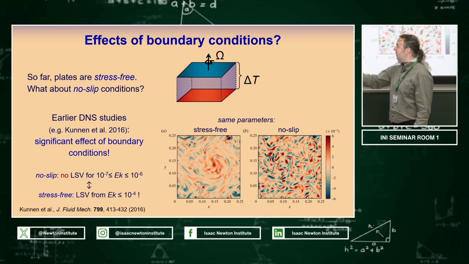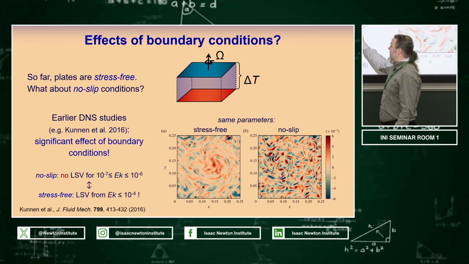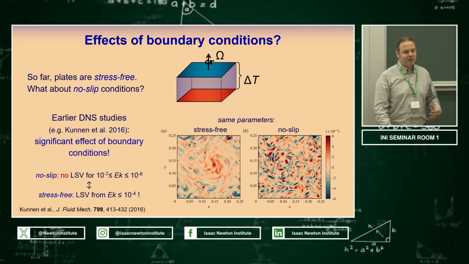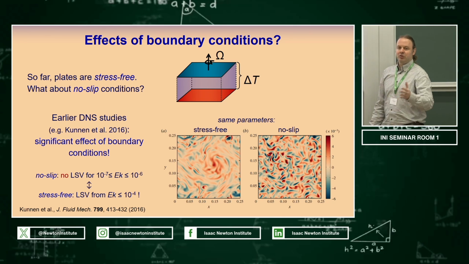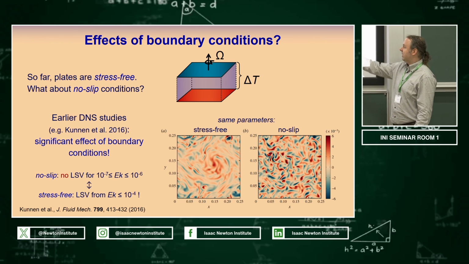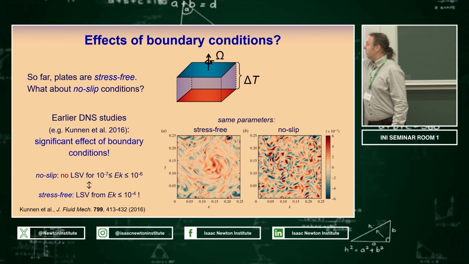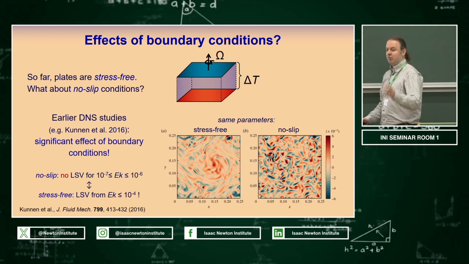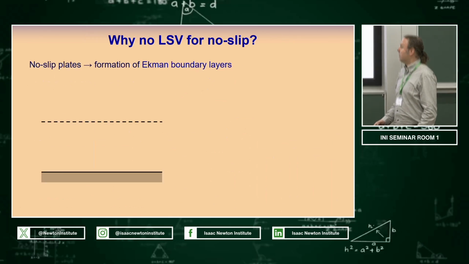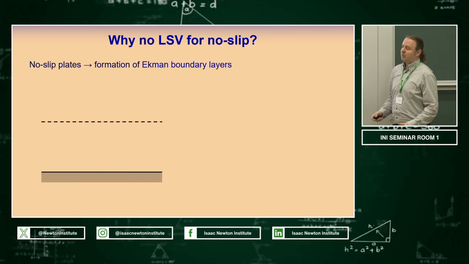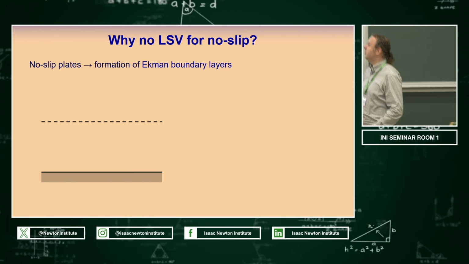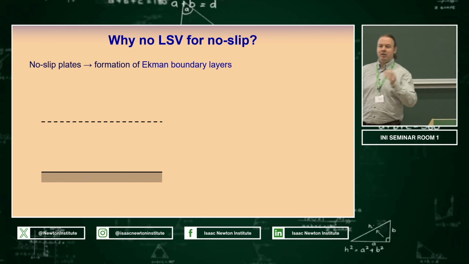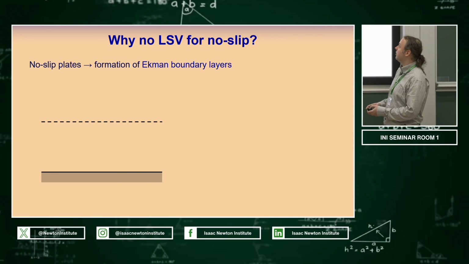We spent quite some effort in getting to some parameters that are a bit more extreme in that regard, but we could not get to any large-scale organization when there were no slip conditions. So now the question is, what is the big difference? Well, we answered this by the formation of Ekman boundary layers. Maybe familiar to some of you in the audience.